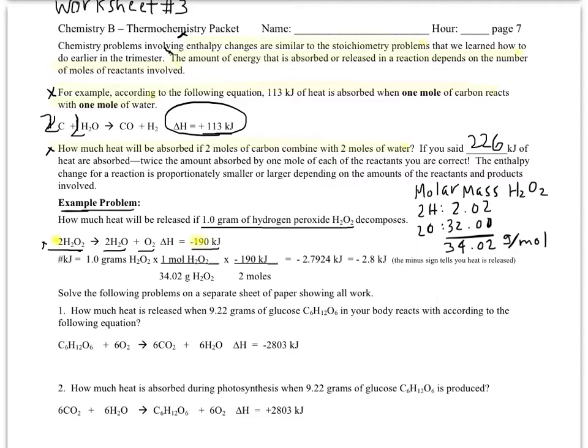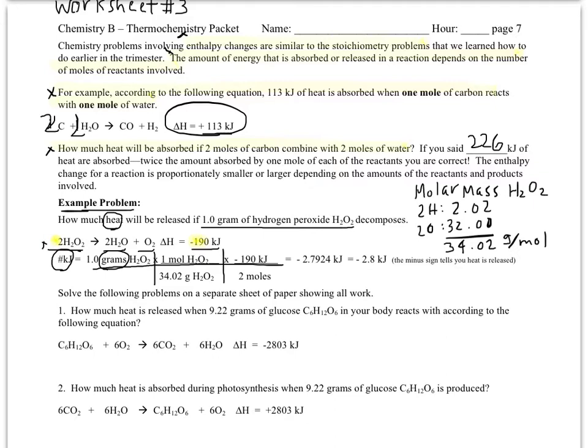So we're going to set up a stoichiometry problem here, basically. What we want to find is the amount of heat. Heat is measured in a unit called kilojoules, lowercase k, uppercase J. So we want to find the number of kilojoules that are going to be released if we start with 1 gram of H2O2, because that's what the problem told us we had. And so our first goal is to get rid of these units of grams.